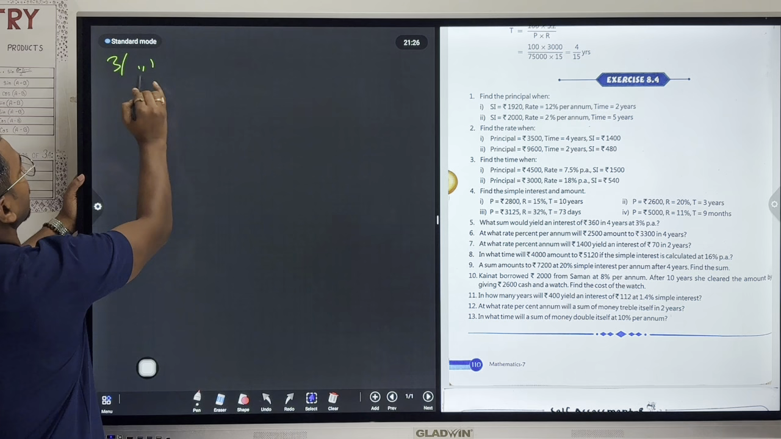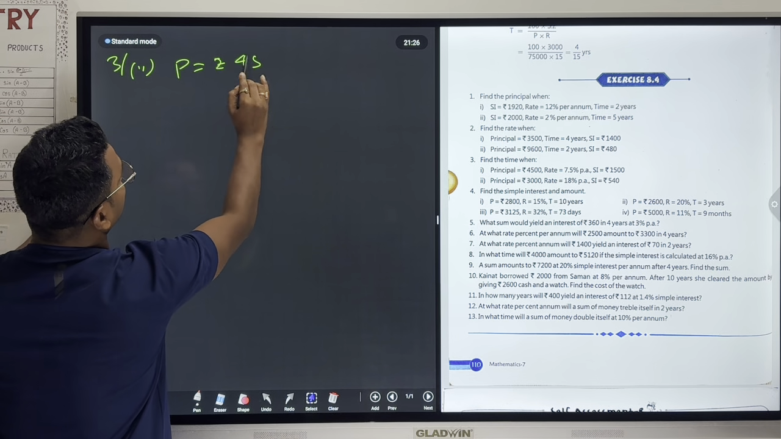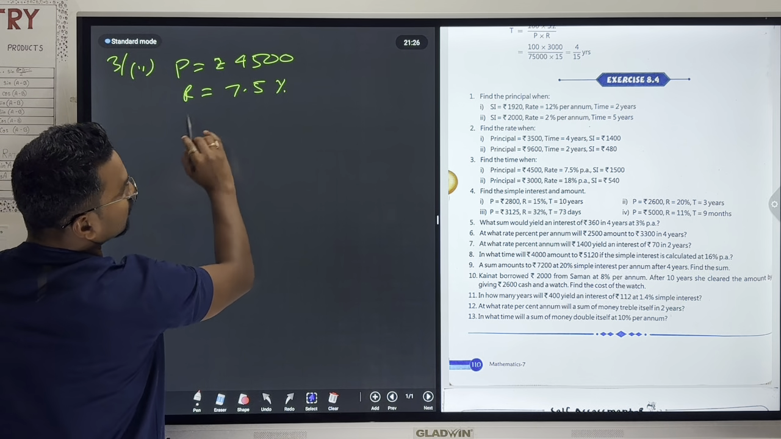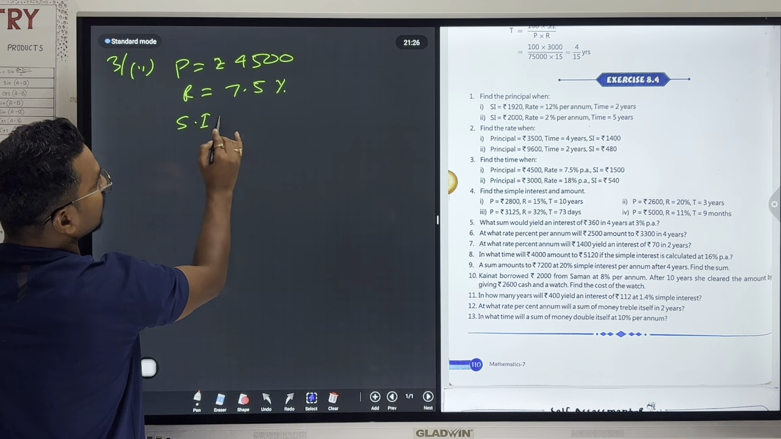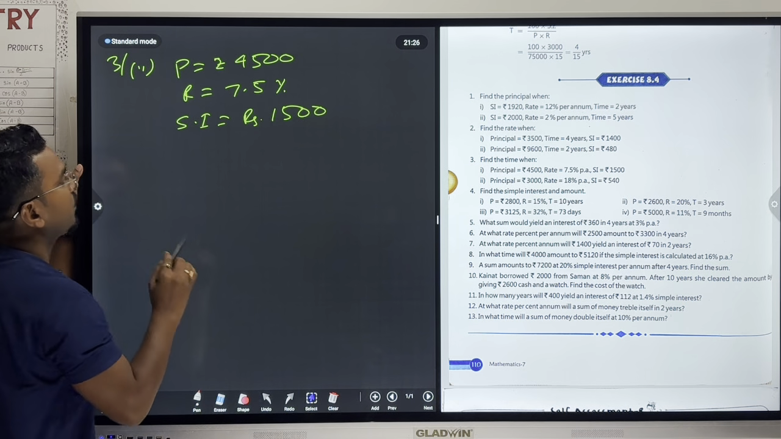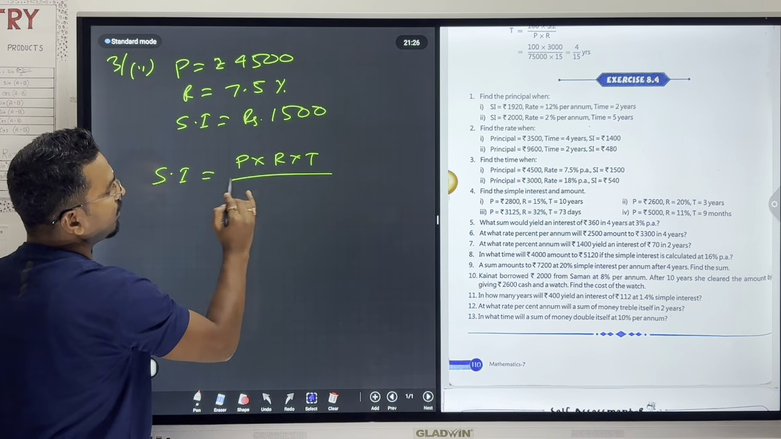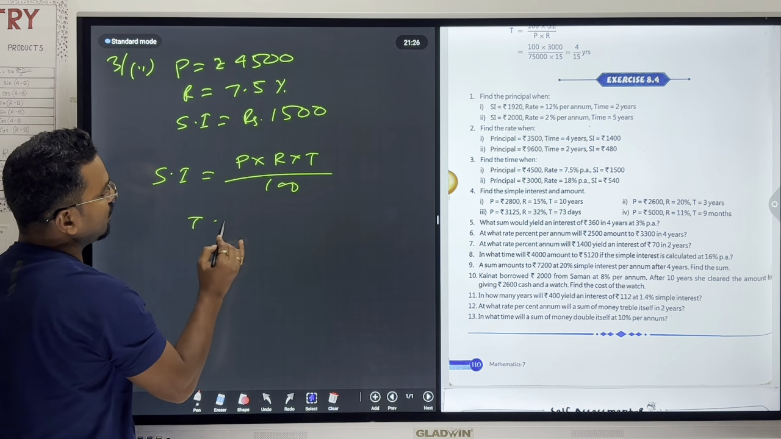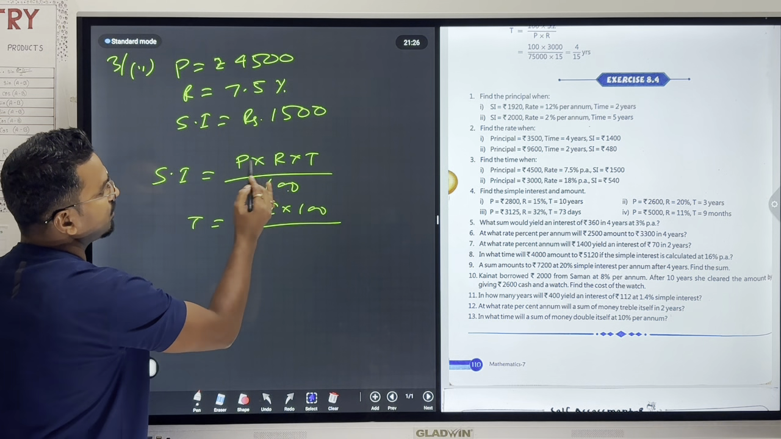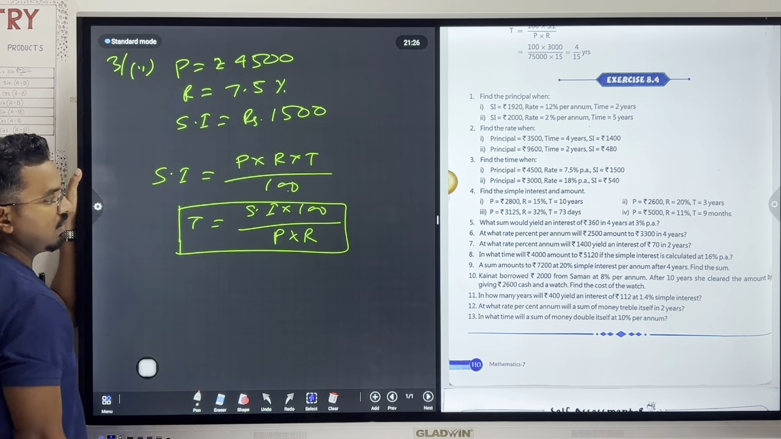Question number 3, Roman number 1. Principal is given rupees 4500, rate is given 7.5%, and simple interest is given rupees 1500. Here also, from the simple interest formula P into R into T by 100, we leave T. If you bring it to the other side, simple interest multiplied by 100 comes over P into R in the denominator. By using this formula you can find the time.